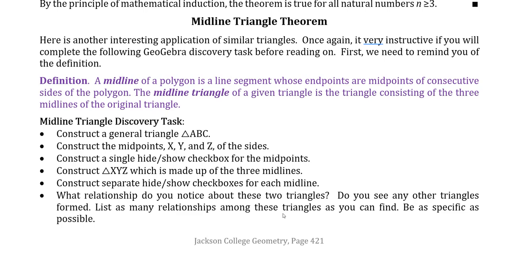Okay, let's look at another nice application of similar triangles here. So this is the midline triangle theorem. First of all, let's review a definition. A midline of a polygon is a line segment whose endpoints are midpoints of consecutive sides of the polygon. So a triangle will have three of those. The midline triangle of a given triangle is the triangle consisting of the three midlines of the original triangle.